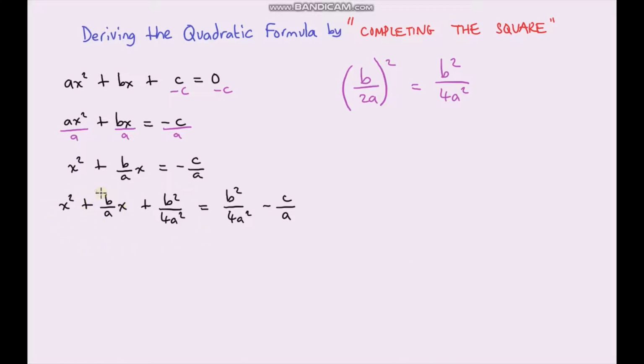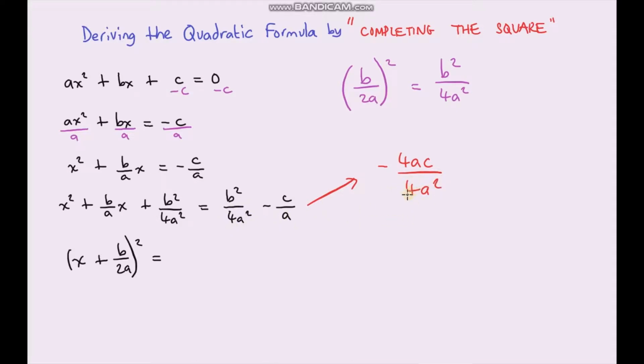This factors quite nicely. On the left hand side, this factors to x plus b over 2a, all of that squared. And on the right hand side, I'm just going to add these fractions together. But in order to do that, I need a common denominator. If I've got 4a squared in this fraction and just a in this fraction, I'm going to need to multiply this fraction, the top and bottom, by 4a. If I multiply the top by 4a, I'm left with minus 4ac. If I multiply the bottom by 4a, I'm left with 4a squared.